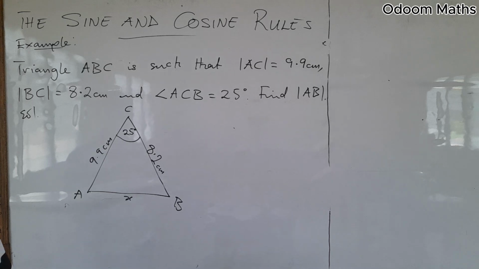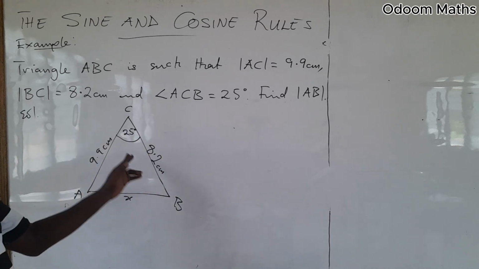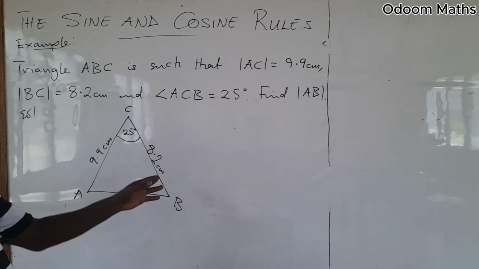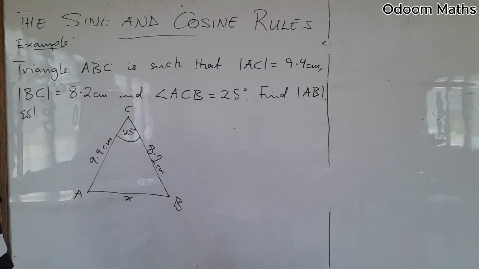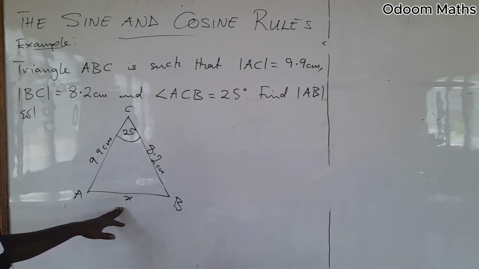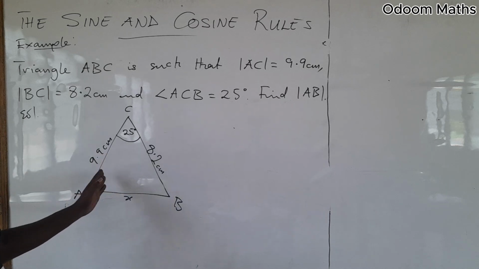I'm going to look at it by the cosine rule, which will be best, because we have two sides and one angle. So side angle side gives that the best rule to use is the cosine rule. Maybe after getting this one, you can use the sine rule to get other angles.